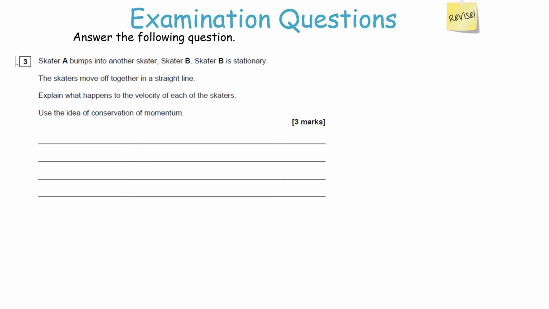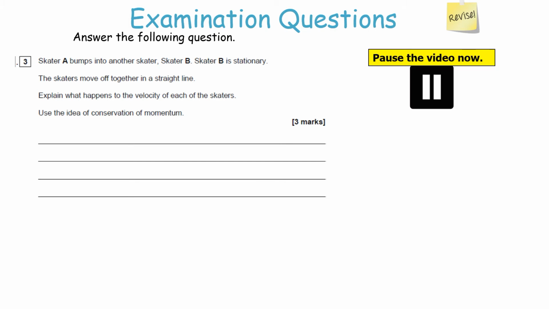Skater A bumps into another skater, skater B. Skater B is stationary. The skaters move off together in a straight line. Explain what happens to the velocity of each of the skaters. Use the idea of the conservation of momentum. So pause the video now, then unpause the video when you want to go through your answer.